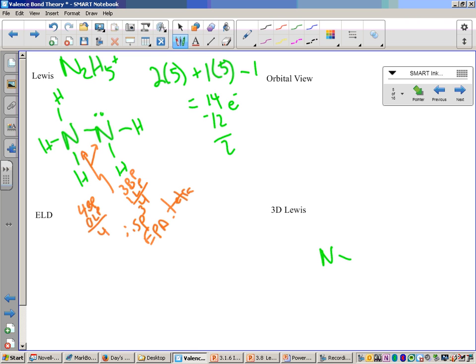Okay, not bad. N, and now I've got to have 1 sticking up, 1 coming out front, 1 hiding in behind, lone pair sticking up, 1 sticking out front, 1 hiding in behind, H on the end there, H on the end there, H on the end there, H on the end there. Again, this is charged, so we need to have our square brackets, and that is +1. And so those are both tetrahedral.